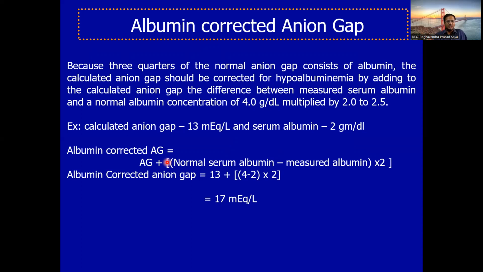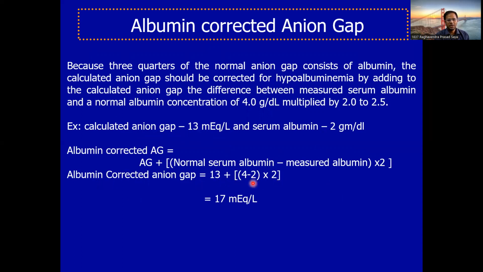So how this correction is done: albumin corrected anion gap is equal to anion gap plus the normal serum albumin minus the measured albumin, into 2. Okay. So say, for example, the patient's serum albumin is 2 grams per deciliter, compared to the normal of 4 grams per deciliter. Now the anion gap in this patient is, say, 13 milliequivalents per liter. So now the albumin corrected anion gap in this patient is equal to anion gap plus your 4, that is the normal serum albumin, minus the actual serum albumin in this patient, which is 2, into 2.